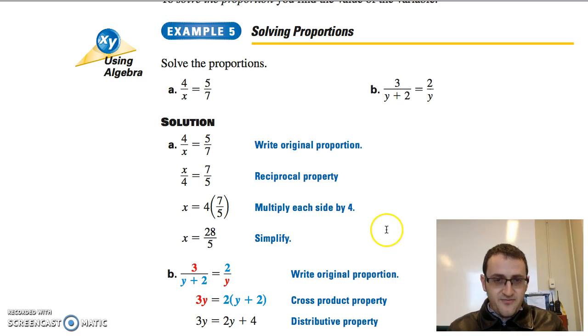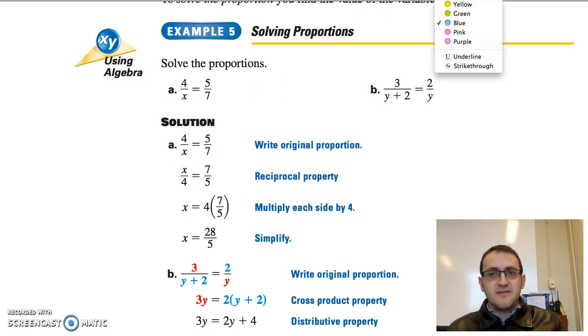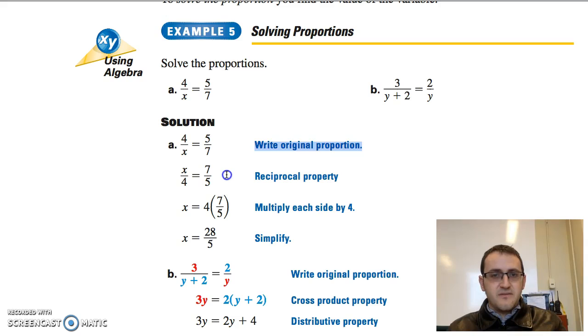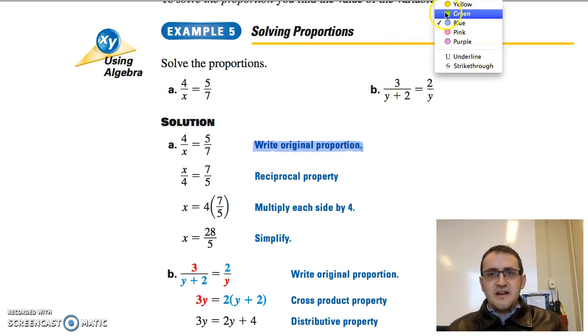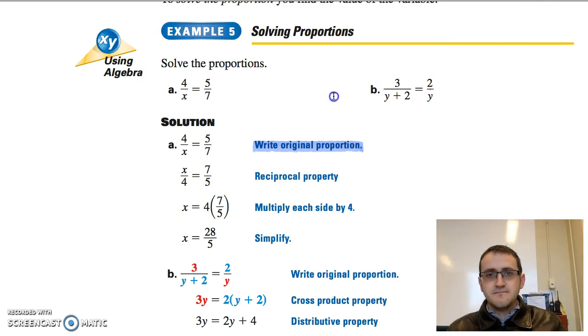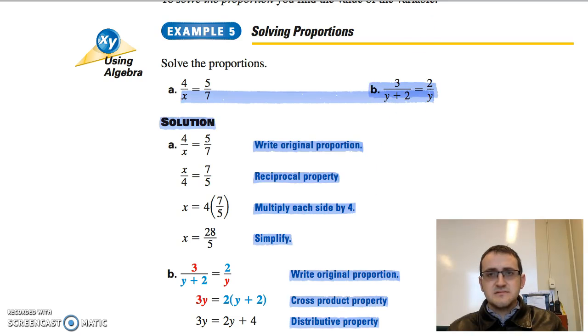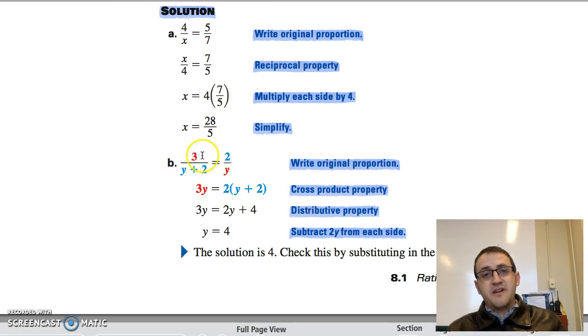With cross multiplication, actually you could just go immediately and cross multiply unlike the textbook. The textbook is showing it a little bit longer. So we can always cross multiply too. So like on part B, we could do 3y equals 2 times 2 times y plus 2.